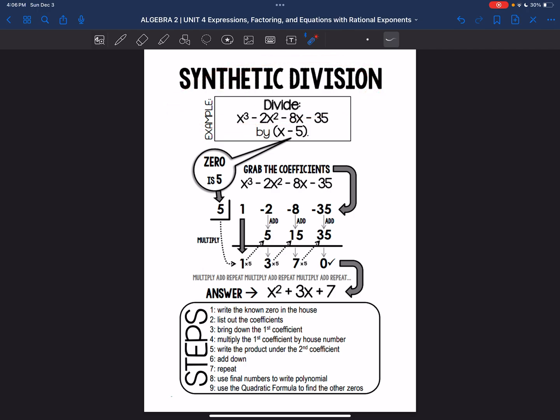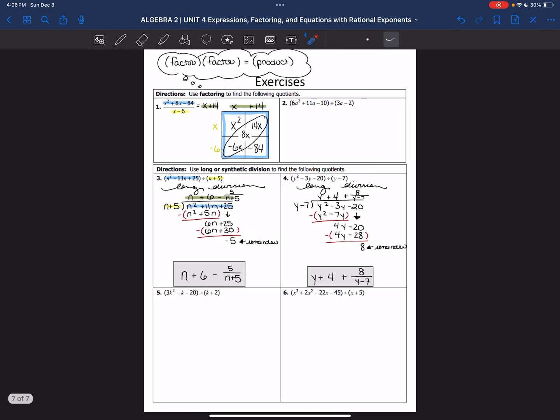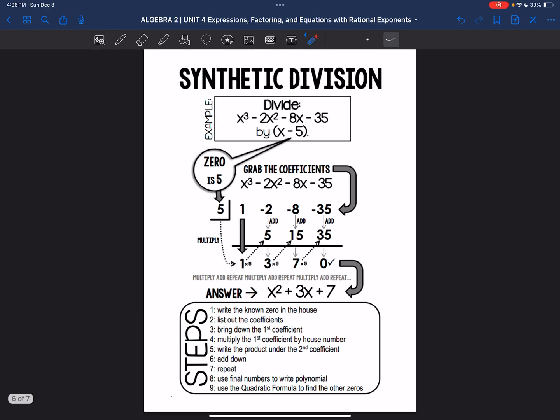So this page right here is going to be really nice to look back at as you are working through synthetic division independently. And I'm going to use these examples down here, these examples 5 and 6, and flip back and forth between these two pages following the steps that you'll see right down here. So let's go ahead and begin.